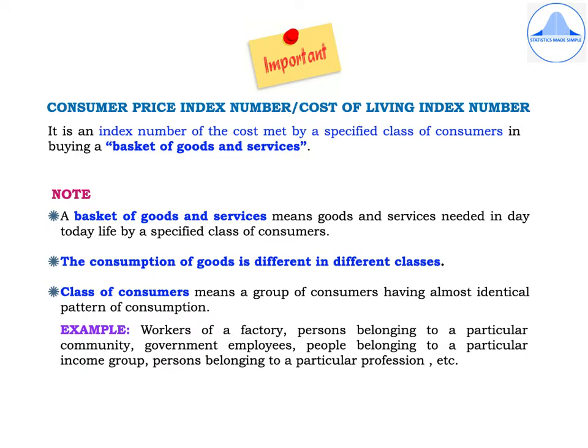The Consumer Price Index Number or the Cost of Living Index Number is an index number of the cost met by a specified class of consumers in buying a basket of goods and services. If you see the definition, there are some specific terms which I'll be explaining. A basket of goods and services means goods and services needed in day-to-day life by a specified class of consumers. And the consumption of goods is going to be different in different classes.